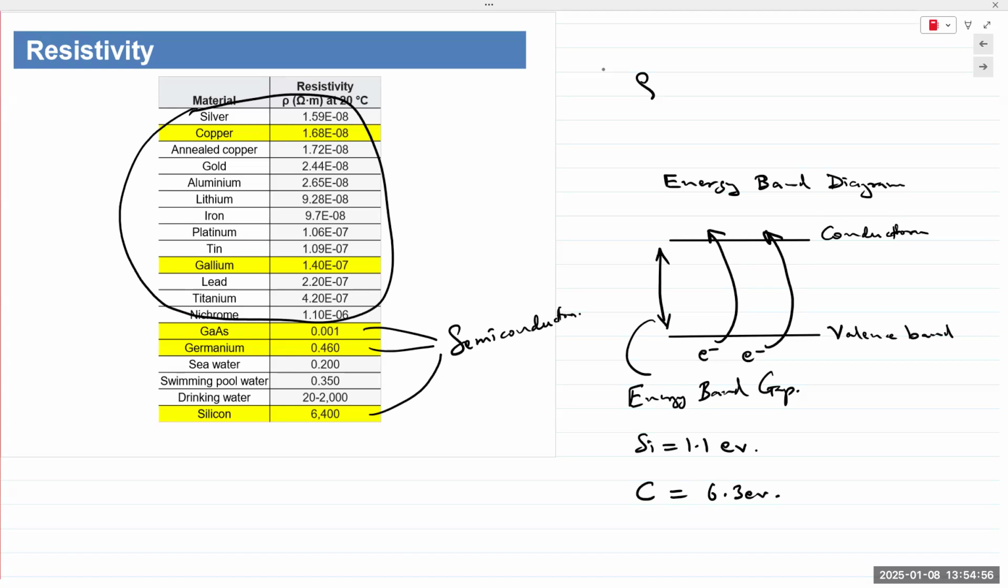So resistivity and the energy band gap, these are the two important ones. And we won't go much further than this. Any further than this, then we are studying EE 524, graduate level solid state electronics. Okay. But these are the two things to keep in mind: resistivity and energy band gap.